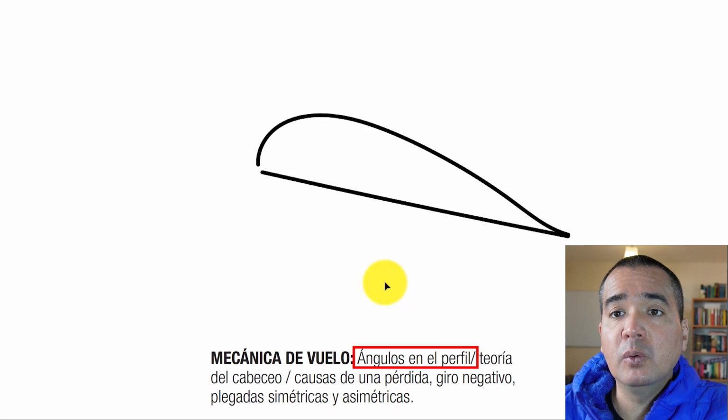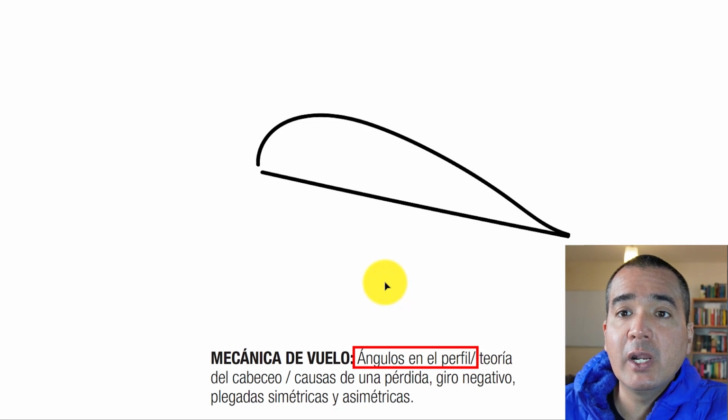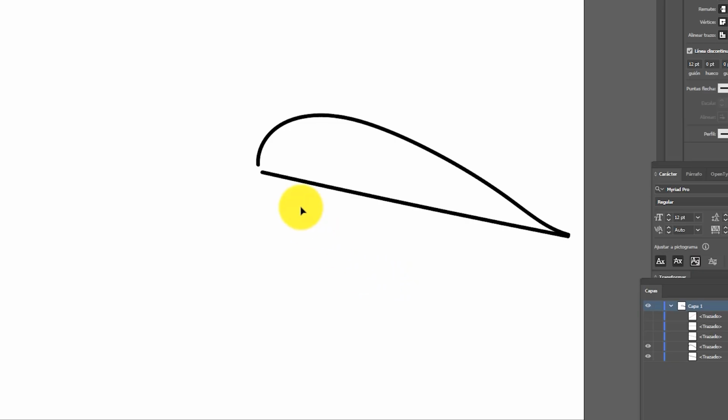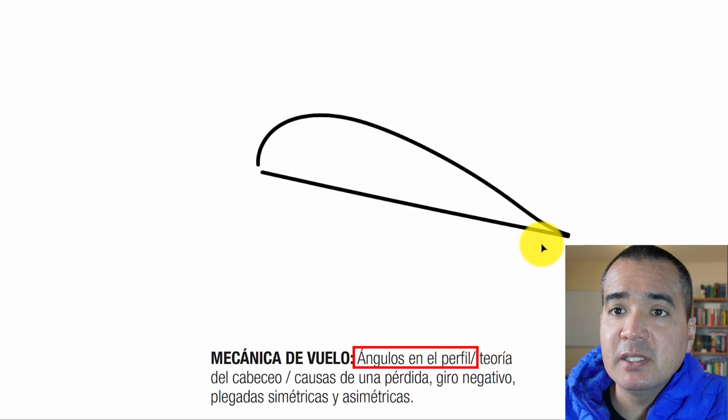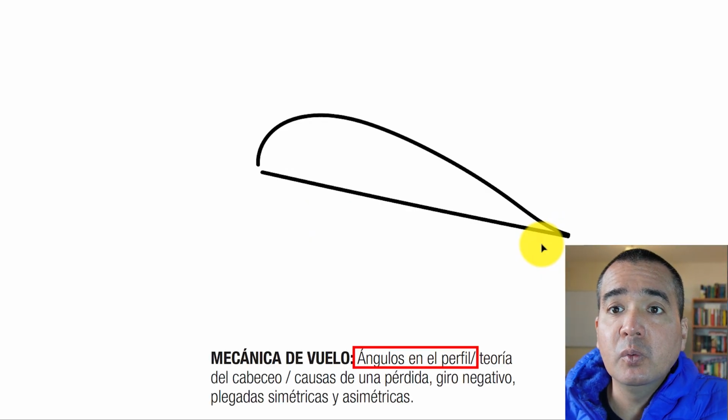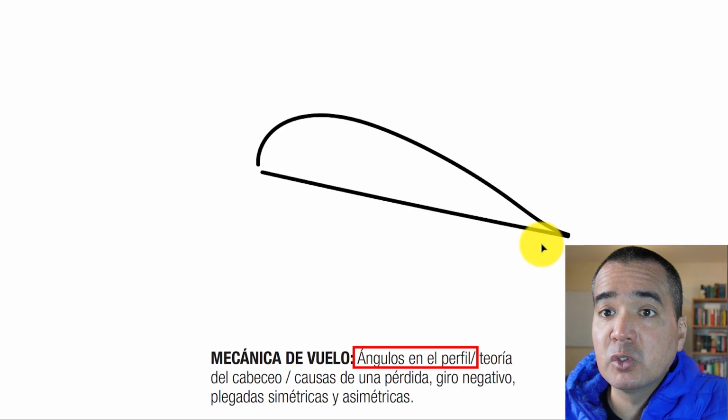Let's start with the angles of an airfoil. Here we have an aerodynamic profile. We know that our paraglider is like the wing of an airplane. It flies because it has an aerodynamic profile. In this profile, this is the front part, the leading edge, and this here is the back part, the trailing edge. There are three important planes to understand the angles, because an angle is one plane against another plane.